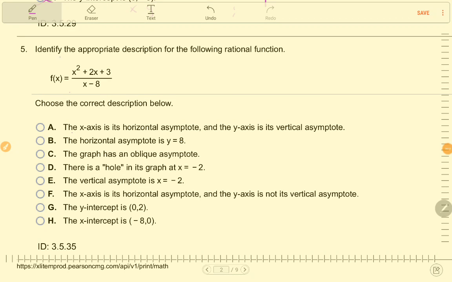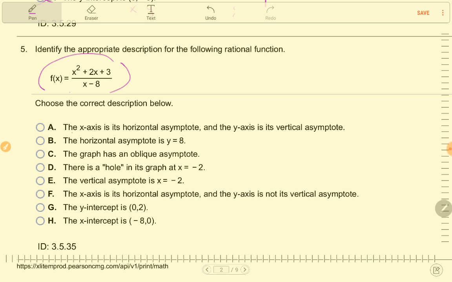In this example, we're going to identify the appropriate description for the rational function given here. I always look to see if the numerator can be factored, because sometimes the factors of the numerator might cancel with some of the factors in the denominator. However, that quadratic is not factorable, so I will abandon the idea that I can cancel anything.